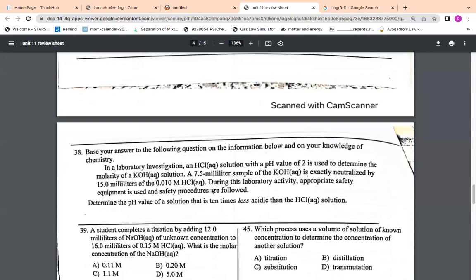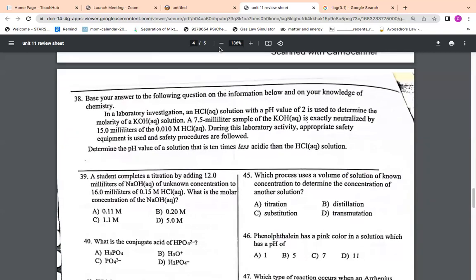Next, number 38. Okay. All right, so they give us all this information. And here is important information that they give us. A hydrochloric acid solution with a pH value of 2 is used to determine the molarity of potassium hydroxide. They want us to determine the pH value of a solution that is 10 times less acidic than HCl.